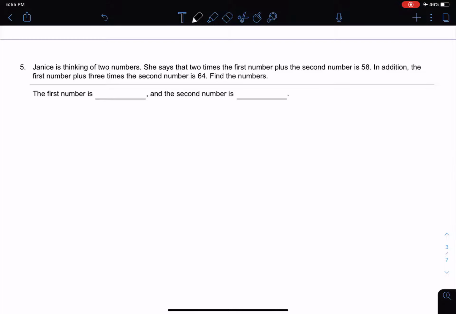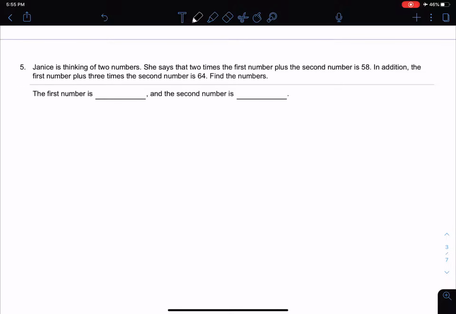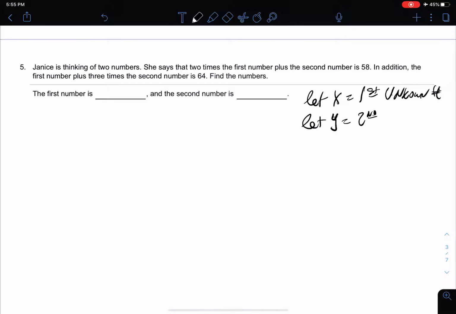Janice is thinking of 2 numbers. So back to, this falls in the category of number sense problems, turning numbers into systems of equations. So let's see here. Janice is thinking of 2 numbers. So this is where we're just going to let x equal the first unknown number, and then let's let y equal the second unknown number. Okay, let's see if we could do this.